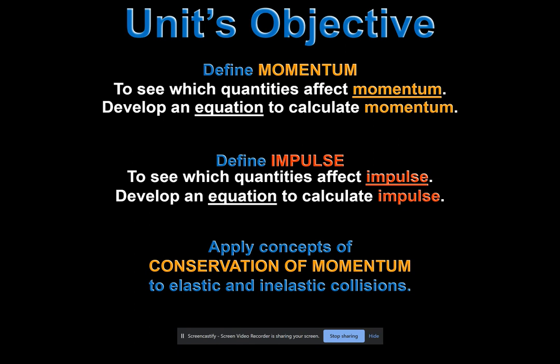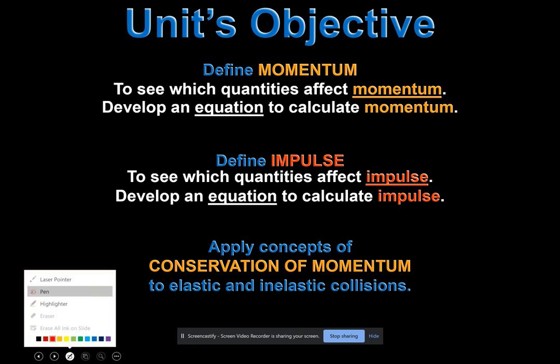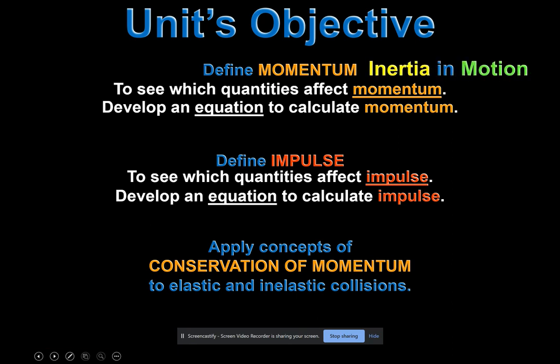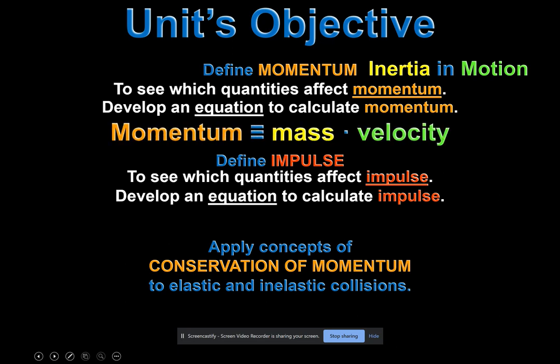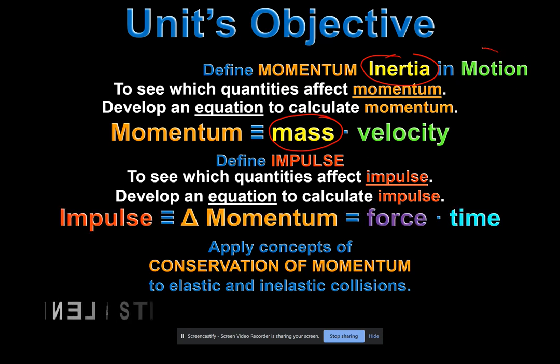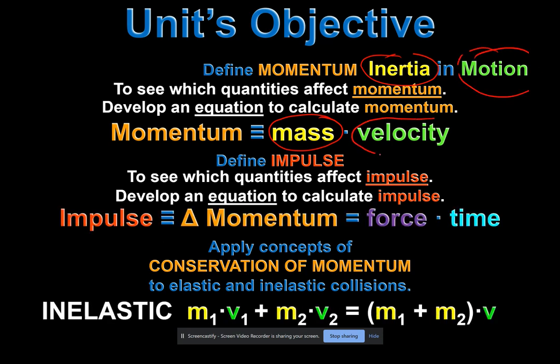So we've talked about momentum, and if you remember, momentum is just inertia in motion. So to see which qualities affect momentum, you have to think about the equation. Now, your equation for momentum is momentum equals your mass times velocity. Again, it's inertia. That's why they're both yellow. In motion. That motion means velocity.